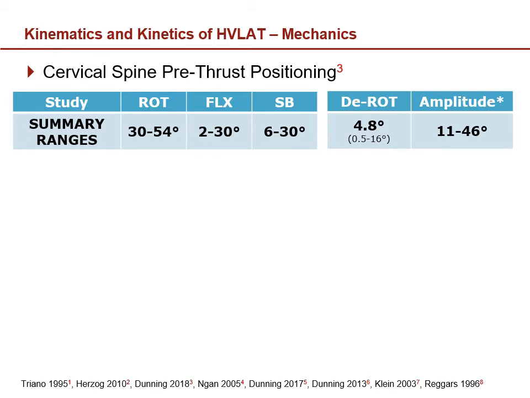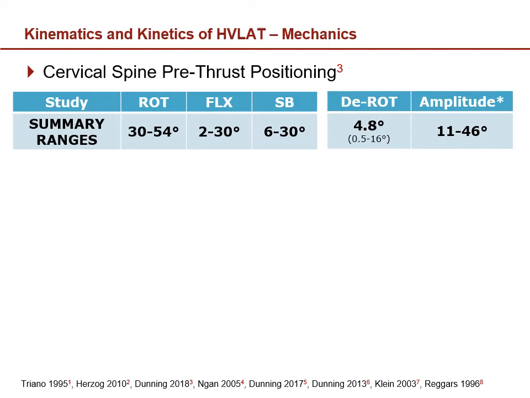percentage, specifically 93% of cavitations occurred with that. Side bending, as I mentioned, whatever your primary lever is may dictate how much side bending there is. Derotation, anywhere between 0.5 and 16 degrees with a mean of about 5. Amplitude of the thrust is going to be between 11 and 46 degrees.